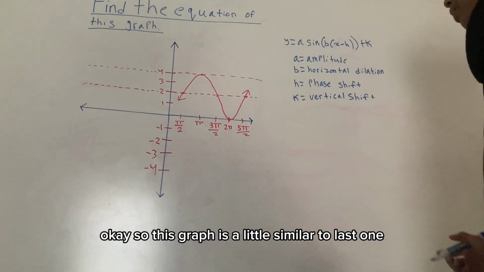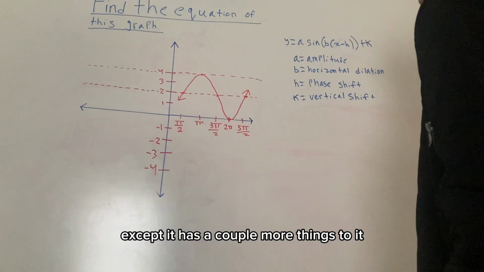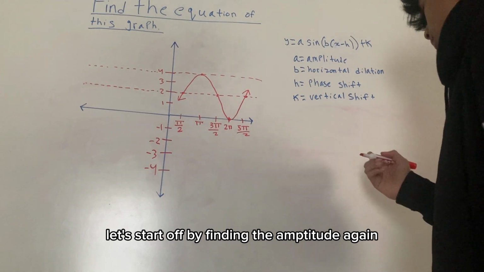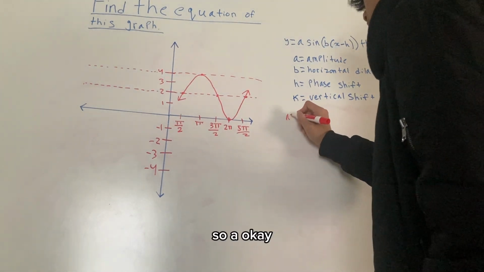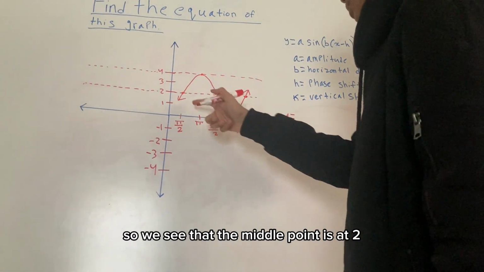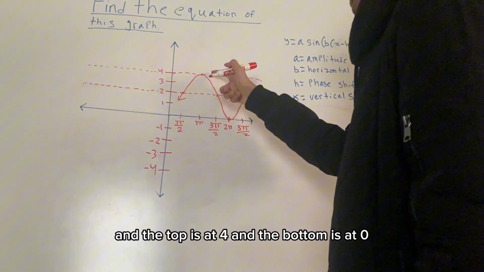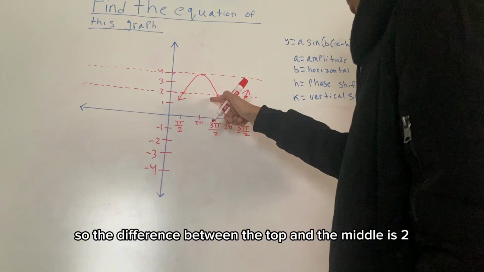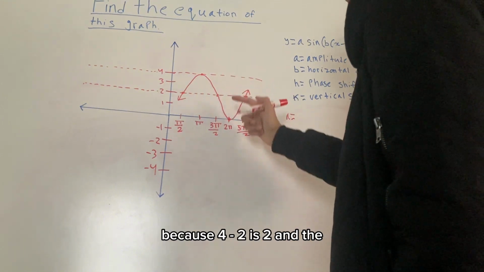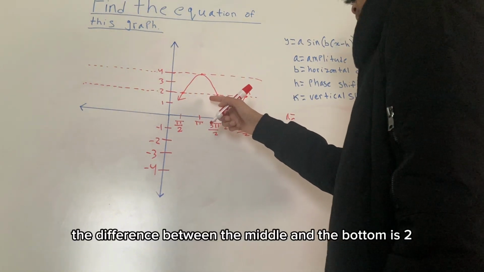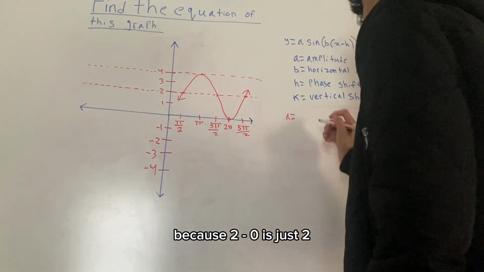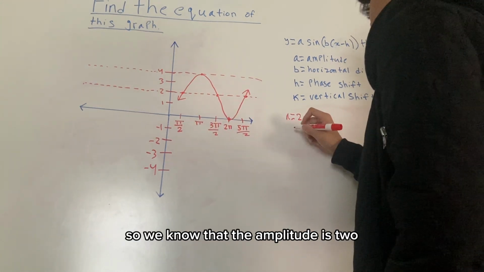Okay, so this graph is a little similar to the last one, except it has a couple more things to it. So first, let's start off by finding the amplitude again. So A. Okay, so we see that the middle point is at 2, and the top is at 4, and the bottom is at 0. So the difference between the top and the middle is 2, because 4 minus 2 is 2. And the difference between the middle and the bottom is 2, because 2 minus 0 is just 2. So we know that the amplitude is 2.